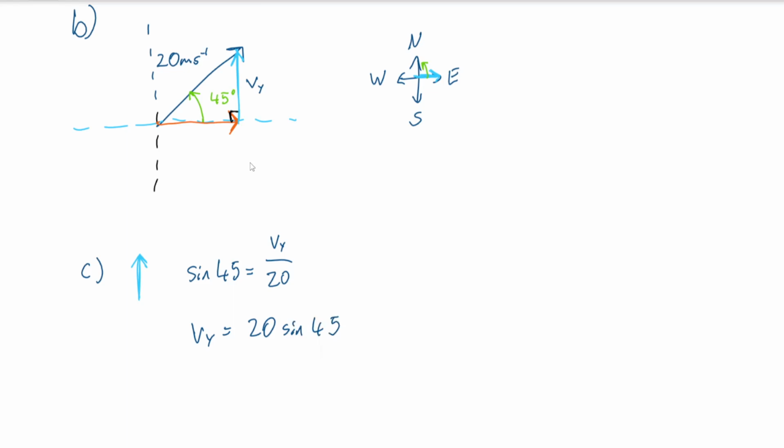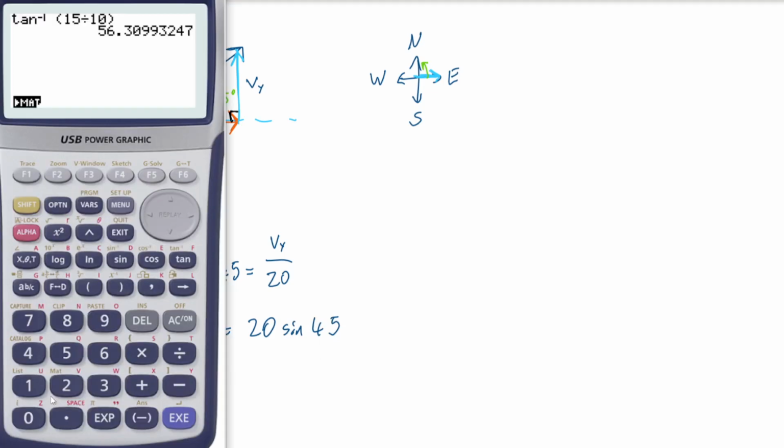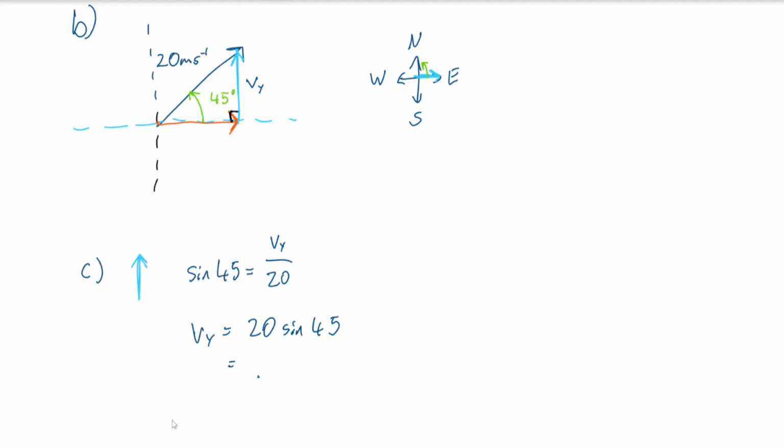And so we can compute that on our calculator. 20 times sine of 45 degrees, giving us 14.14 meters per second. And rounded to one significant figure, because the hypotenuse velocity is also one significant figure, would be 10 meters per second.